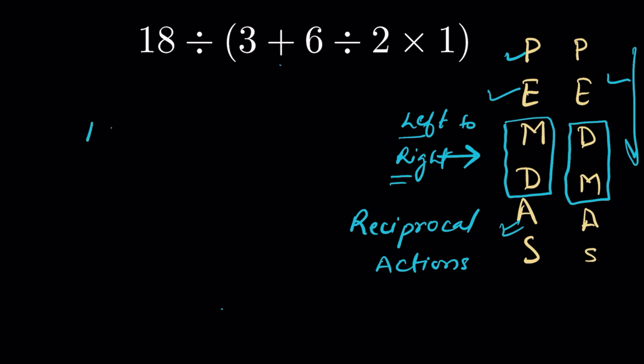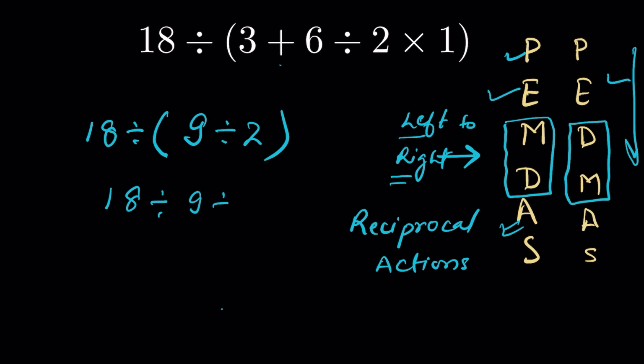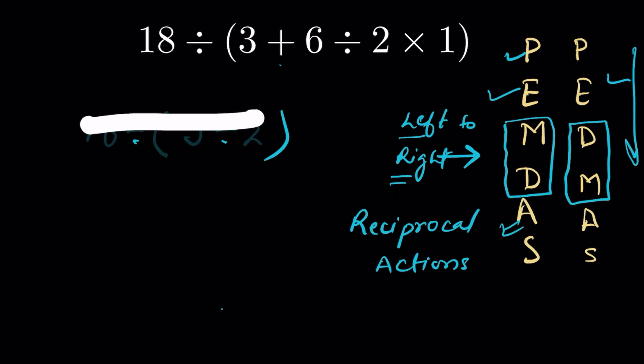Many will do it like this: 18 ÷ (3 + 6) is 9, then ÷ 2, 2 × 1 is 2, and then 18 ÷ 9 ÷ 2. 18 ÷ 9 is 2 and 2 ÷ 2 will be 1. In that case 1 will be the answer. But this is not how it is done.